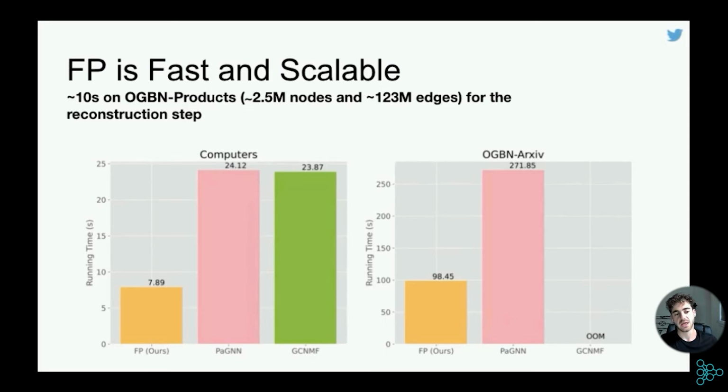If we only look at the time it takes to do the feature propagation itself, so the reconstruction step, that's actually super small. And in particular, if we take these other data sets, OGBN products, which is quite big, so it's 2.5 million nodes and 123 million edges. And these other methods, they don't even run on this data set. It only takes 10 seconds to do the feature reconstruction on a single GPU using feature propagation. So it's pretty fast.